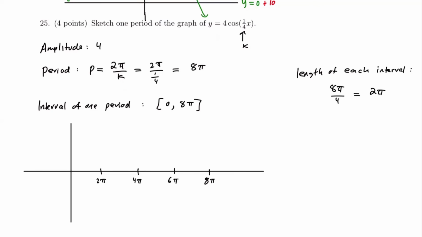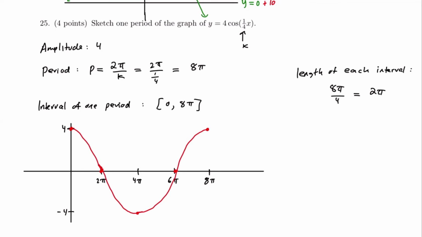The amplitude is 4. So that means the maximum we're going to reach is 4. The minimum we're going to reach is -4. And then we know cosine starts at its maximum when the angle value is 0. So we're going to start here, drop down to 0 at 2 pi, then drop down to -4 at 4 pi, then go up to 0 at 6 pi, and then at 8 pi, you go back to the maximum. Then you connect these points, and you get the graph of 4 cosine of 1/4 x. It looks something like that. Sorry, not the best graph, but hopefully you can do better.